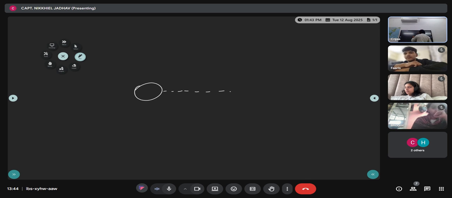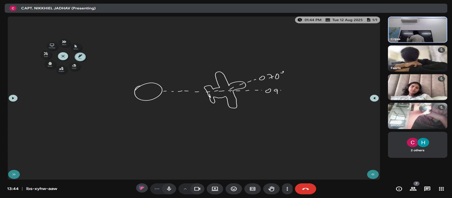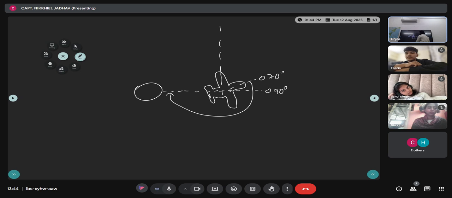The aircraft is on 090, but its heading is 090? No, no. The aircraft heading is 070 degrees. This would have been 090 degrees. It is on 090, but its heading is 070. Now, what will be the relative bearing? Whatever it is from the nose to the station.